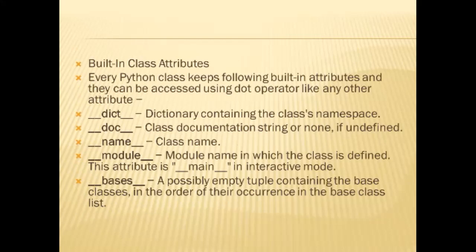What are the built-in class attributes in Python? There are some Python built-in attributes, for example __dict__, __doc__, __name__, __module__, __bases__. __dict__ contains the class's namespace. __doc__ is the class documentation string, or None if undefined. __name__ gives the class name. __module__ is the module name in which the class is defined; the attribute is __main__ in interactive mode. __bases__ is a possibly empty tuple containing the base classes in the order of their occurrence in the base class list.